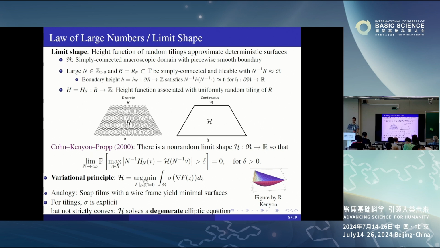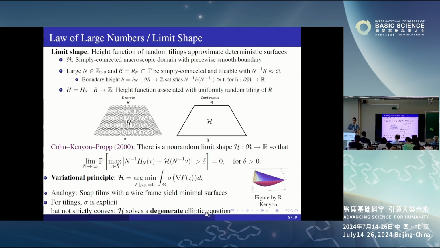In particular, it's going to be the minimizer f, taken over all Lipschitz functions on this domain, this mathfrak domain R, with the correct boundary condition, that minimizes a certain action, which we'll denote by sigma, where sigma is some function of the gradient of f. As a vague analogy, you can think of soap bubbles on a wireframe. I have some wireframe and I create a soap bubble on it. It will form a minimal surface, right?